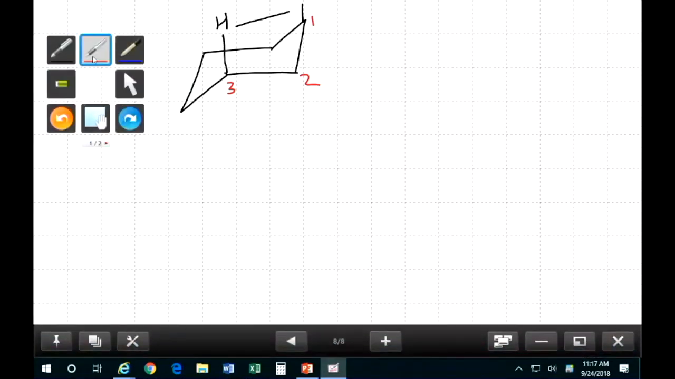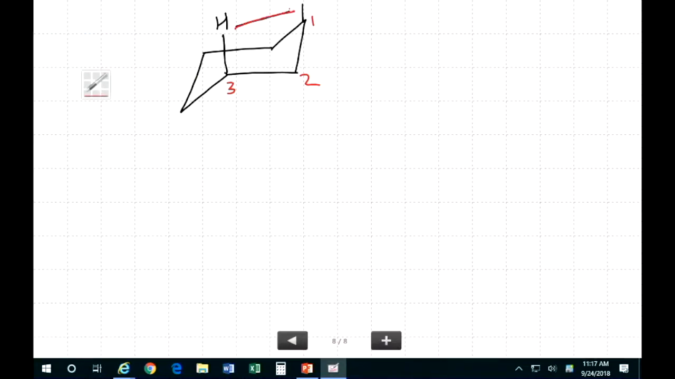So we get what's called, you're killing me, pen. We get what's called, right here, an A1,3 interaction, and the 1,3 is kind of the subscript on the A. The A stands for axial. So this is an axial 1,3 interaction. It's the axial group at carbon 1 interacting with the axial group on carbon 3.